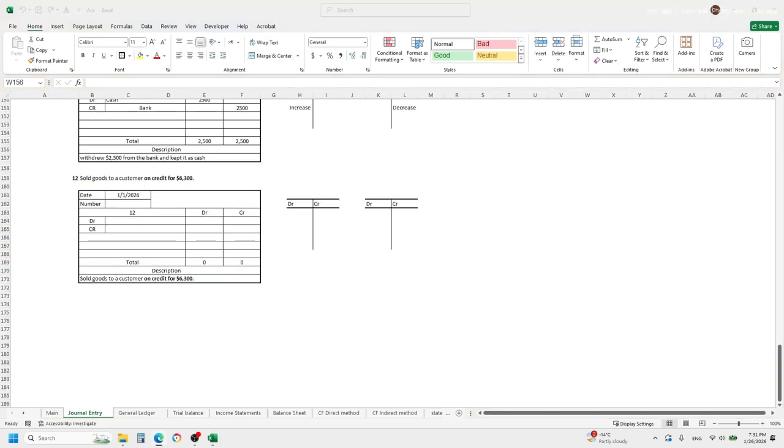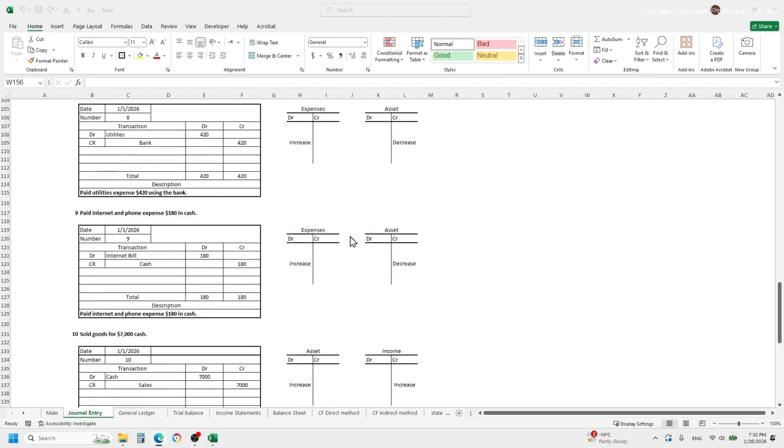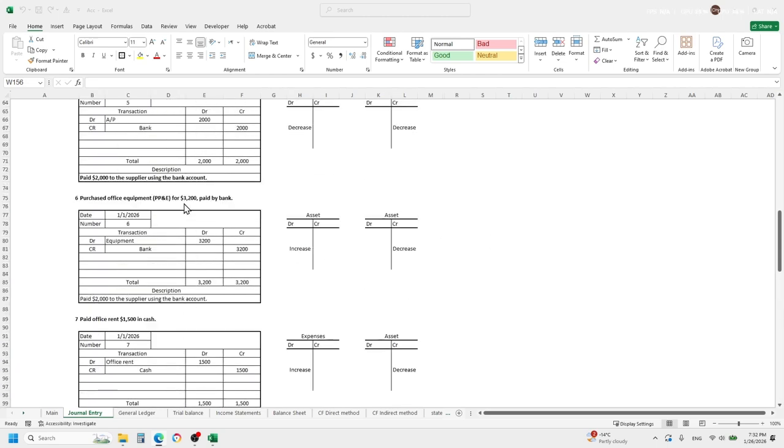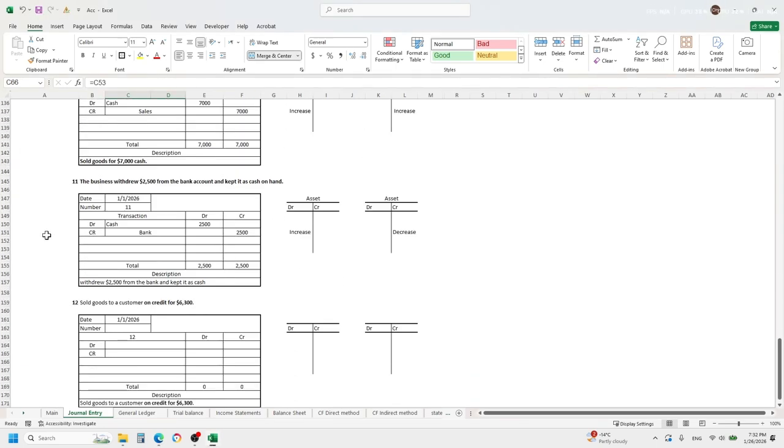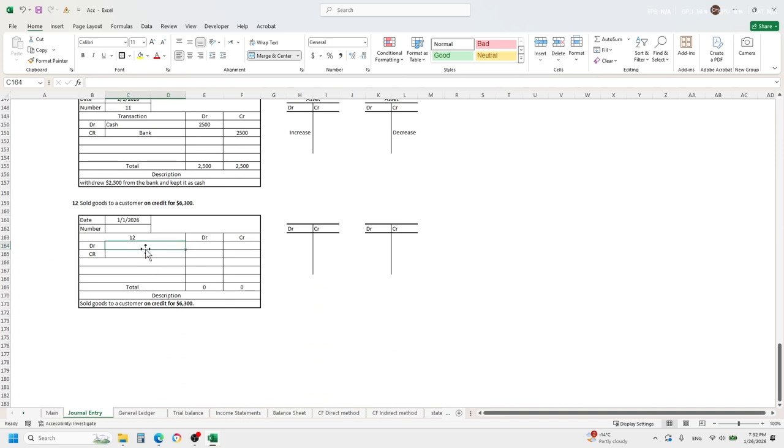Number 12 and the last one, sold goods to a customer on credit for 6,300. Here the account that gets an increase is called accounts receivable, and our selling also increases, so we're going to credit it. Accounts receivable is money the customer owes to the business. It happens when we sell goods on credit. It's the opposite of accounts payable. When we purchase and don't pay directly, it's accounts payable. When we sell and don't get the money directly, it's accounts receivable.